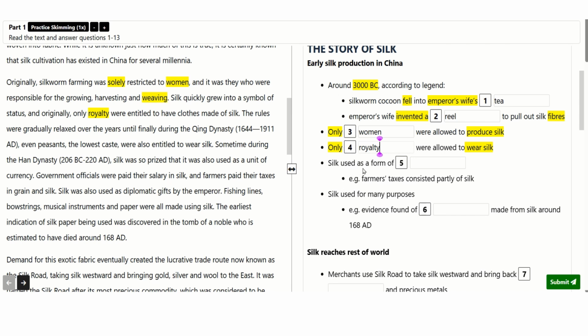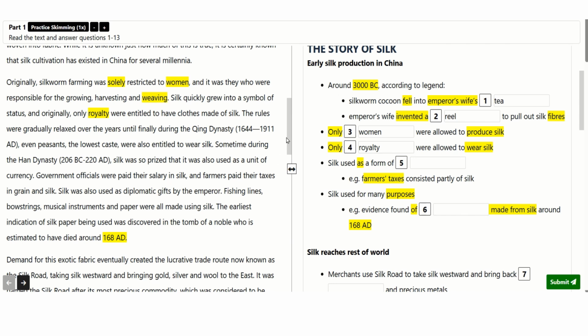Next, silk used as a form of, used something like, and example, farmers' taxes consisted partly of silk. We have an example, we can easily get the location. Silk used for many purposes. Okay, we need to find the purpose. Example, evidence found of dash made from silk. Something made from silk. We need to find what. And we can easily find the location. Oh, I can easily see the location here.